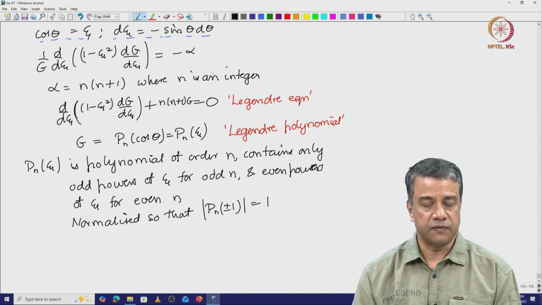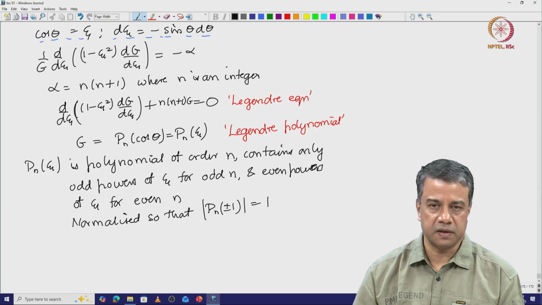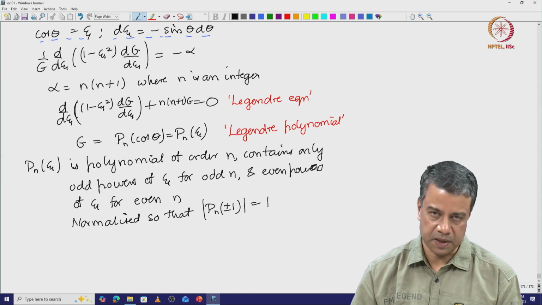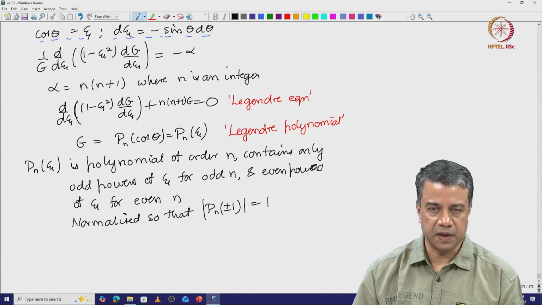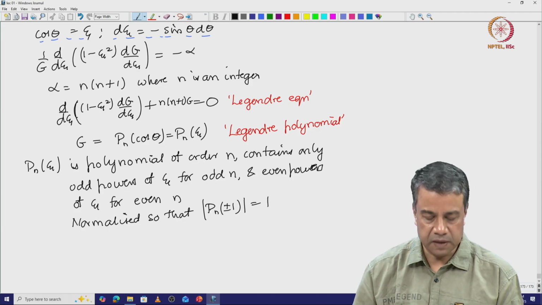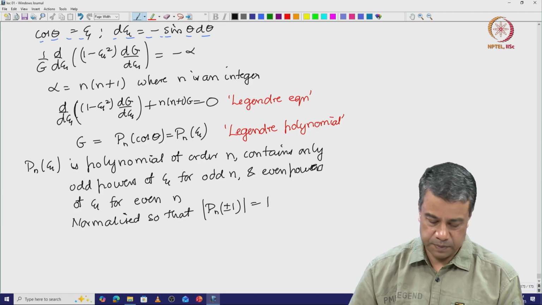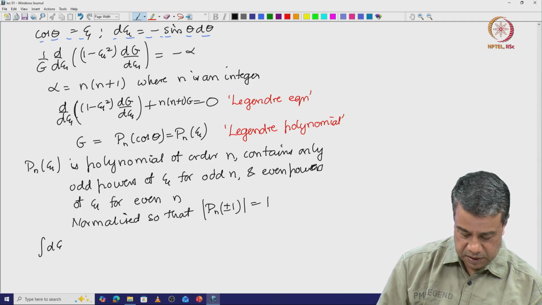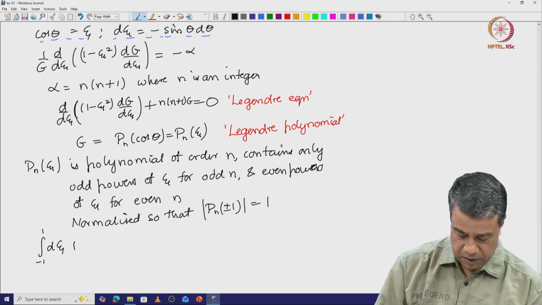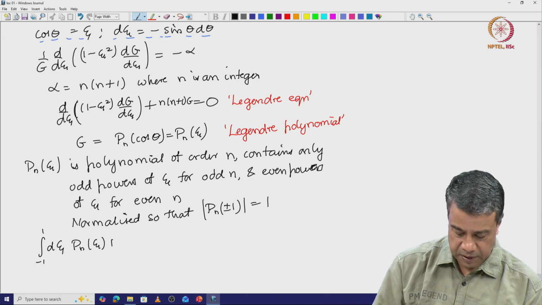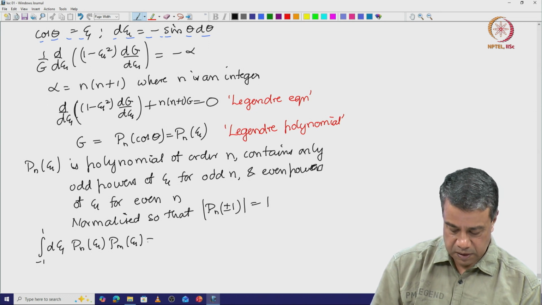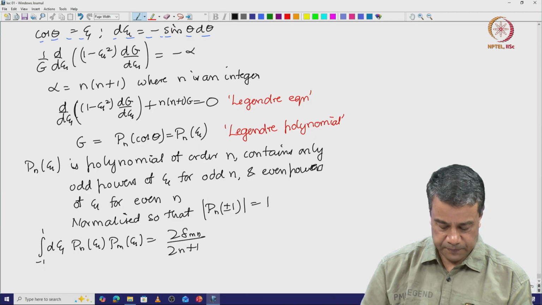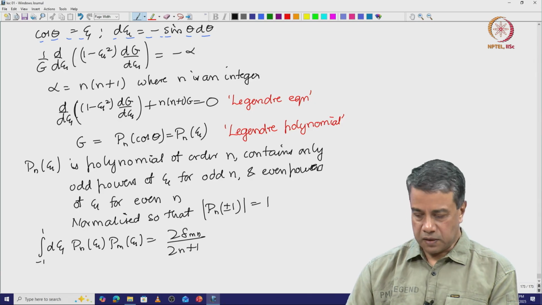So, if n is even, then Pn of plus 1 is 1, Pn of minus 1 is 1. If n is odd, Pn of plus 1 is 1 and Pn of minus 1 is minus 1, because for an odd function Pn of minus psi is minus Pn of psi, and for an even function Pn of minus psi is plus Pn of psi. And the orthogonality relation is the integral d psi between minus 1 to 1 of Pn of psi Pm of psi is equal to 2 delta mn by 2n plus 1. So, these form an orthogonal basis set.